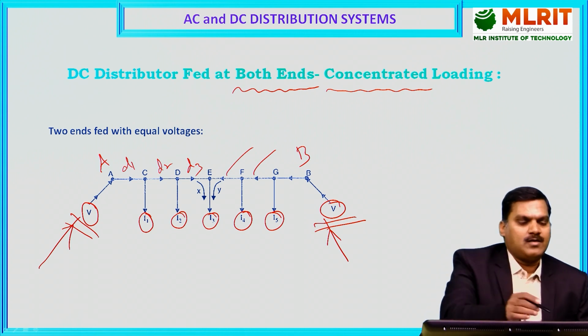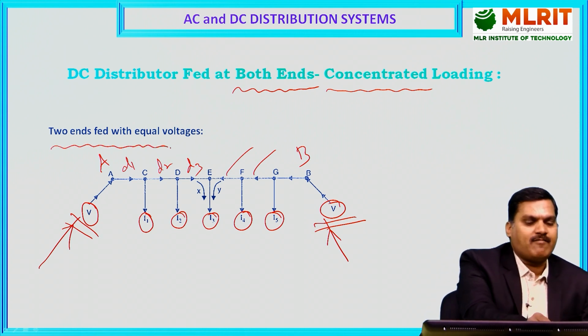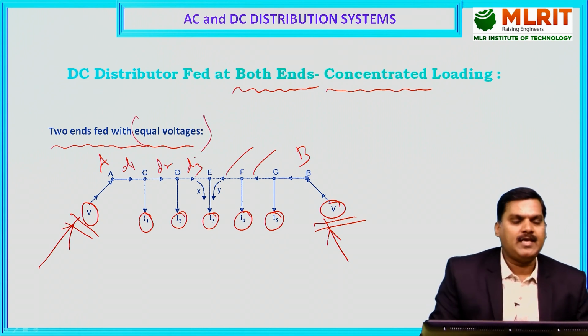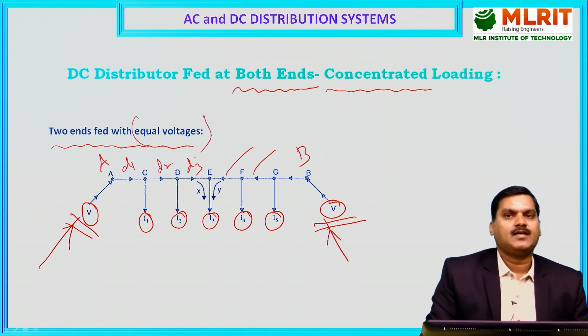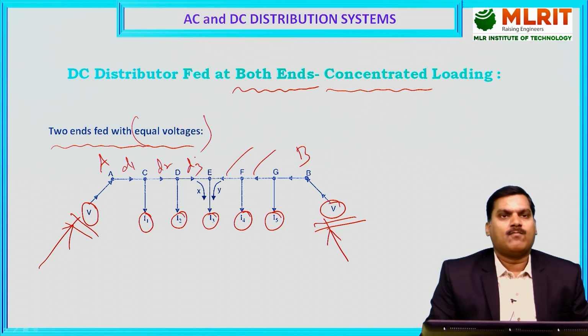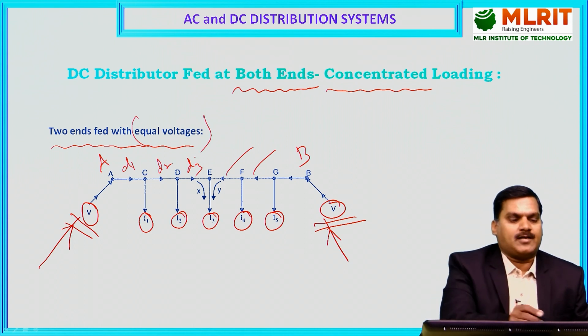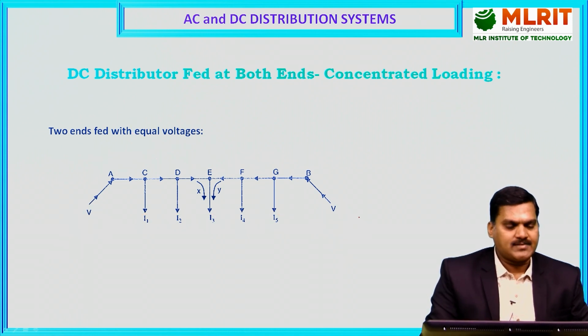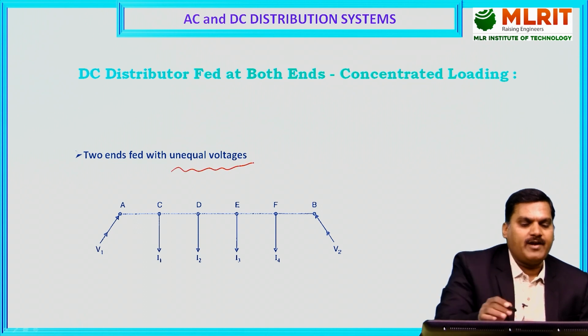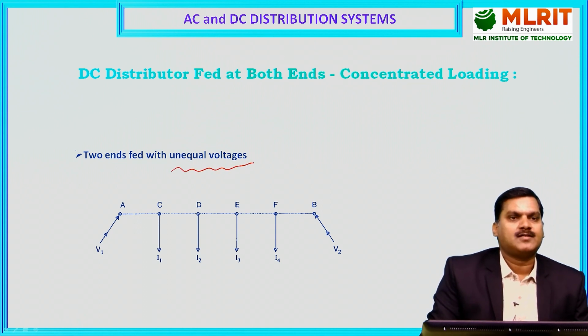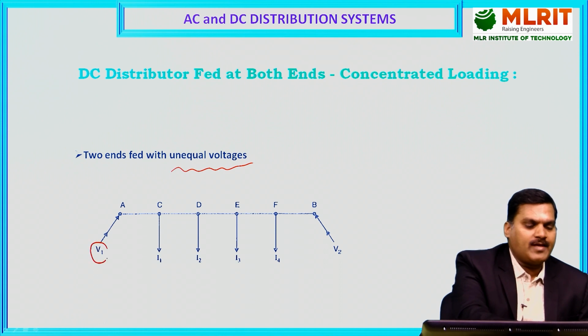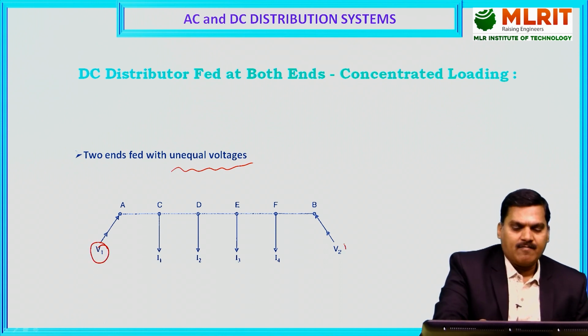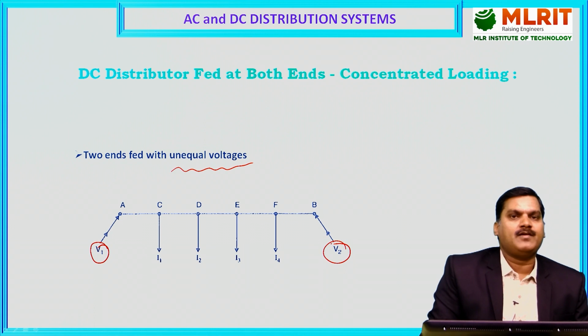And moreover, if you see two ends fed with equal voltage, it is an equal voltage feeding system. Both ends are fed with equal voltage, that is, at end A, voltage V is fed, and at end B, voltage V is fed. If you take another case with unequal voltage feeding at both ends, that means at end A, V1 voltage is fed, and at end B, V2 voltage is fed.